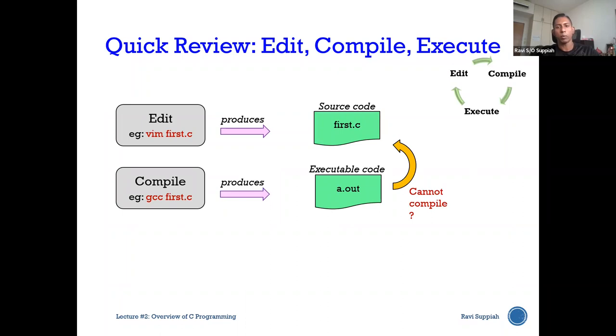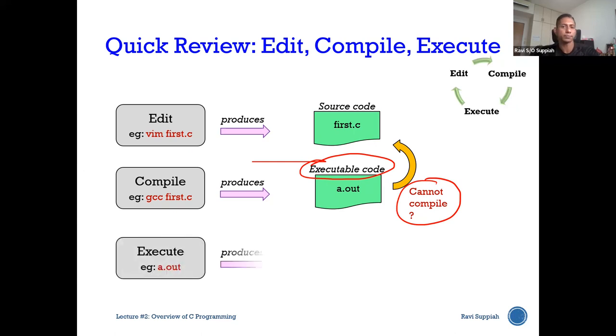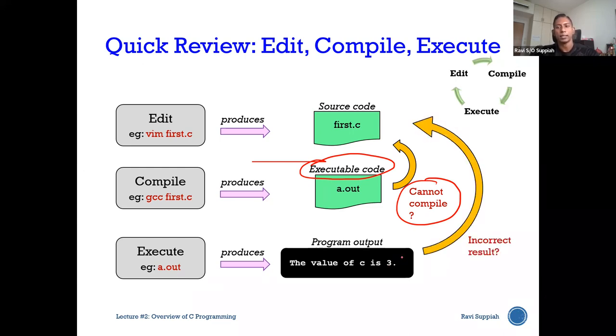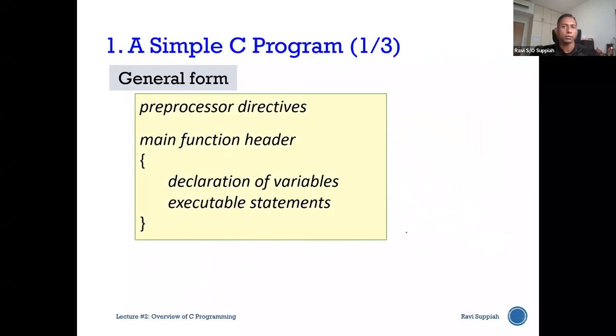Generally, after you compile, we get what we know as executable code, and we can run it. When you run it, of course, we see the output, and from the output we can know whether it is right or wrong. If you cannot get the executable code, that means you cannot compile, which means there is some error, so you need to go back and edit the source code. Finally, once the source code compiles, you can execute the code and see the outcome for yourself, to see whether it's correct. Those basic stuff you should know.